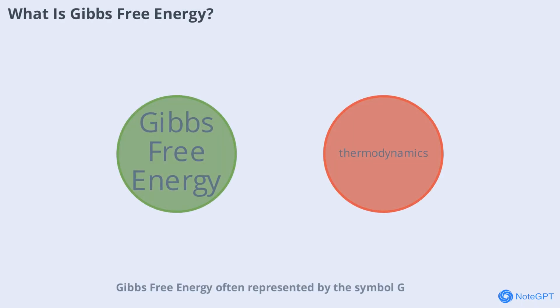Gibbs free energy, often represented by the symbol G, is a thermodynamic quantity that combines enthalpy, entropy, and temperature to predict whether a chemical reaction will occur spontaneously. It's named after Josiah Willard Gibbs, an American scientist who made significant contributions to physical chemistry. The concept helps chemists and engineers understand which reactions can happen on their own and which require external energy. By calculating changes in Gibbs free energy, we can determine the feasibility of processes in everything from batteries to biological systems.